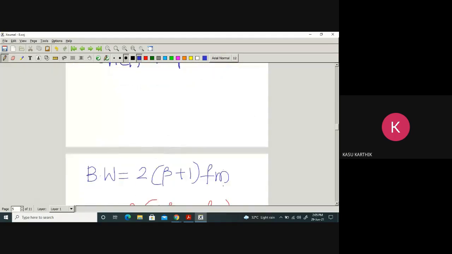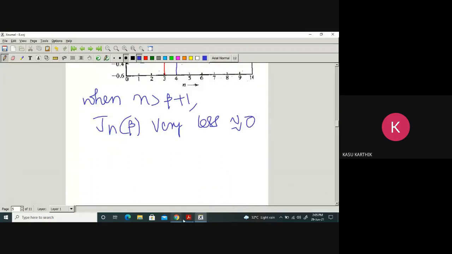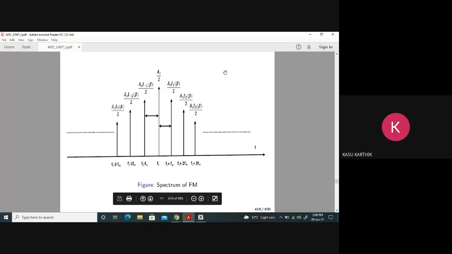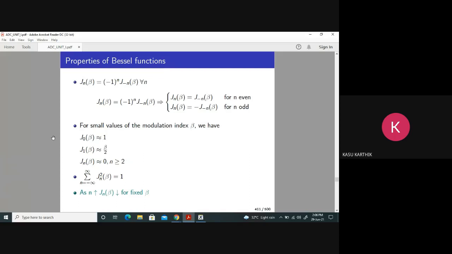Now, this graph is for β more than 1. If β is less than 1, what happens? Can you tell me? When β is much less than 1, let us go to the properties of the Bessel function. For small values of β, we have J0(β) approximately equal to 1, J1(β) approximately β/2, and J_n(β) is 0 when n is more than or equal to 2.